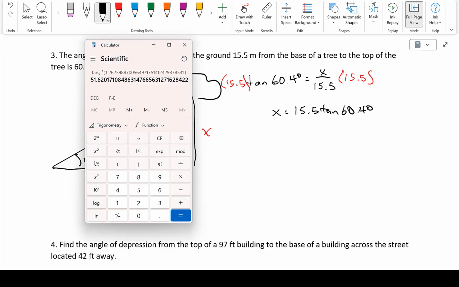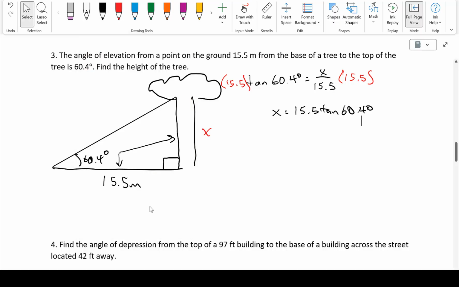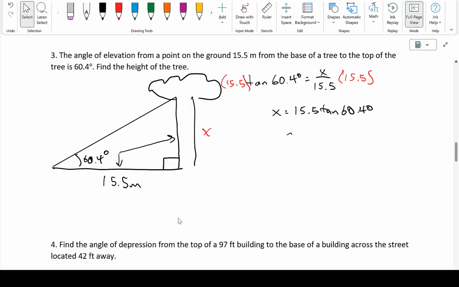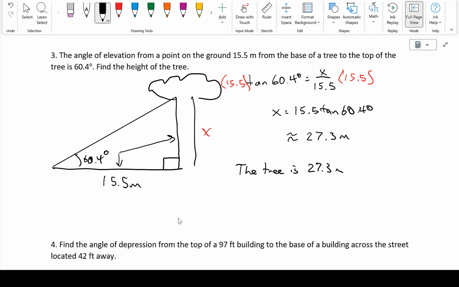So with our calculator again, if I can find my cursor, we're going to put in 15.5 and multiply by, I've got to hit the 60.4 and then tangent, and then equals to do my multiplication. I get a 27.28 or 27.3, if we round to 1 decimal, like we were given. So 27.3 meters. And for word problems, we like word answers. So we can say the tree is 27.3 meters high, tall, whatever you want to write.